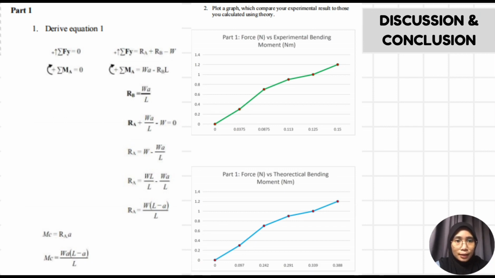For discussion and conclusion, to answer part 1, question number 1, derive equation 1. I derived it in this method. To answer question number 2, there are two graphs: graph number 1, force versus the experimental bending moment, and graph number 2, force versus theoretical bending moment. There is not much difference. As you can see, the numbers were increasing and differ only by a little.